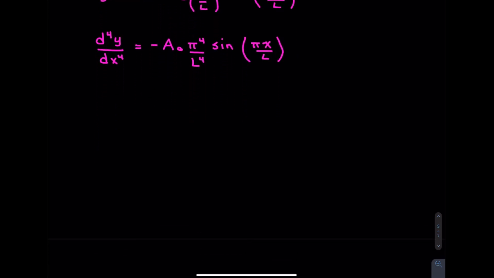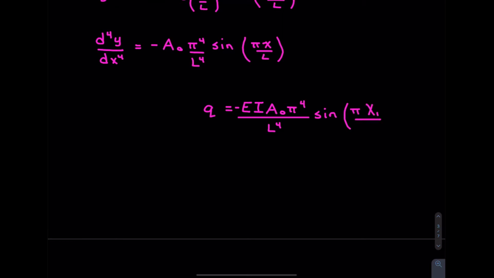So therefore, if we want q, it's simply going to be EI, just leaving EI all by itself, multiplied by that fourth derivative. I'm going to put the negative out in front. I'm going to say EI a naught pi to the 4th, and we have L to the 4th at the bottom, and this is all multiplied by the sine of pi x1 all divided by L. I might as well make it the same as the final answer. So this is going to be the answer right here, and that's it.